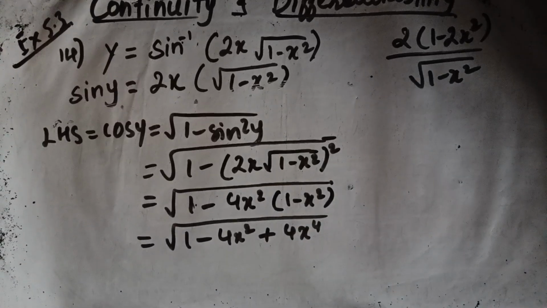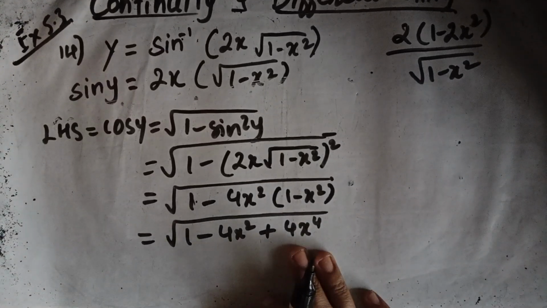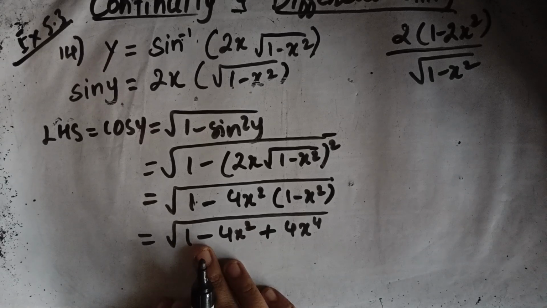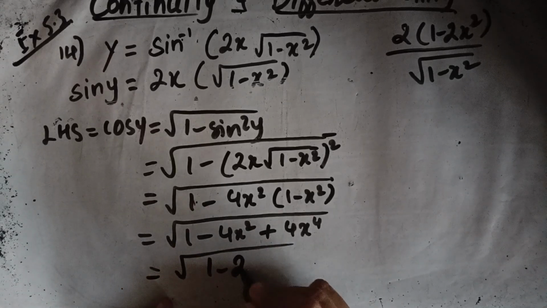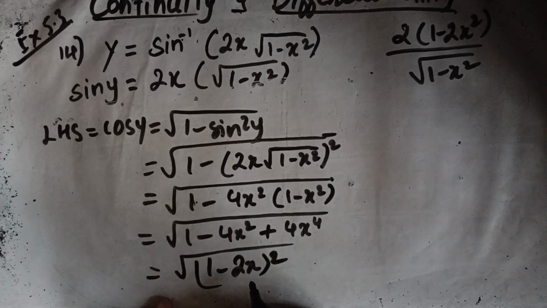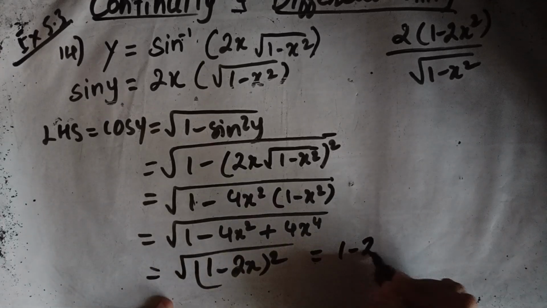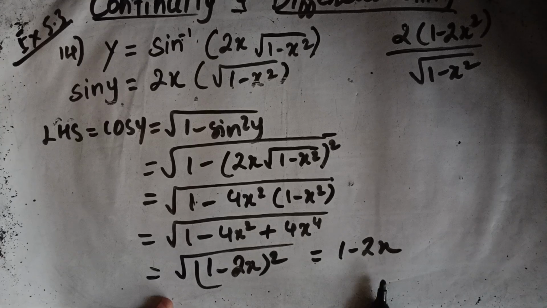Okay. So this is again a plus b the whole square formula. So here minus is there in between. So this is 1 minus 2x the whole square. Okay. Square and root goes, so we'll get 1 minus 2x. So this is our LHS.